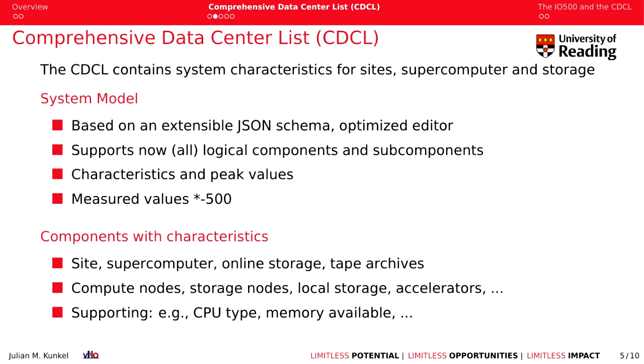So let me briefly talk about the comprehensive data center list, because there is some crossover that we try to explore as part of the IO500. So the comprehensive data center list tracks system characteristics for sites and supercomputers and storage. It has a very extensible JSON schema and an editor. So you can basically model all the logical components and subcomponents of the supercomputer with the characteristics and values that you have. And it can contain the values, for example, for any 500 list. So you can model sites, supercomputers, storage, tape archives, compute nodes, CPU types and whatnot as individual components.